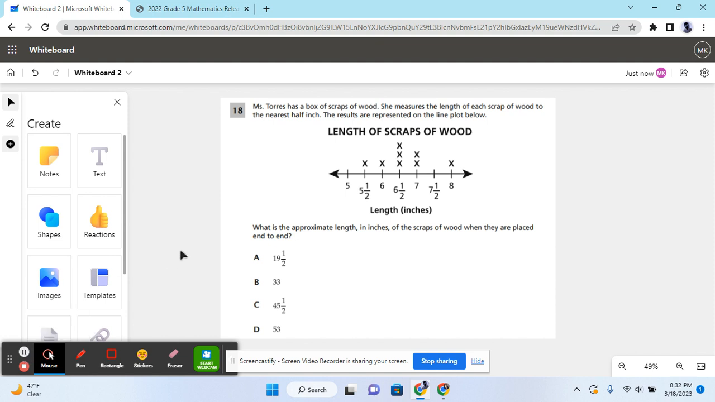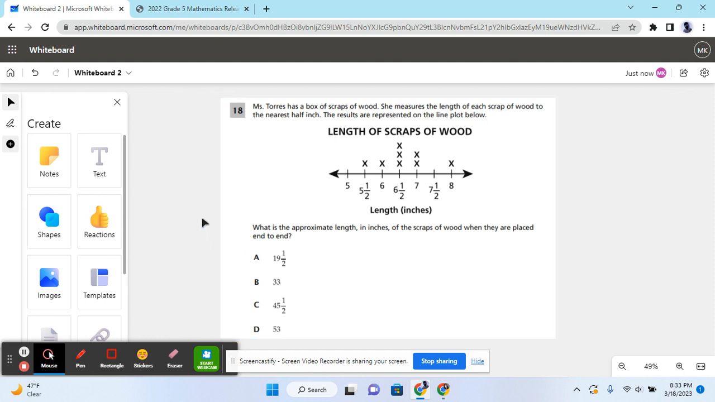So, line plots have different measurements on the line, and the number of x's on each of the measurements tell how many things have that measurement. In this case, each x represents a piece of wood with a certain length. Like for example, there's one x above 5.5, so there's one piece of wood that is 5.5 inches. There are three x's above 6.5. There are three pieces of wood with 6.5 inches.